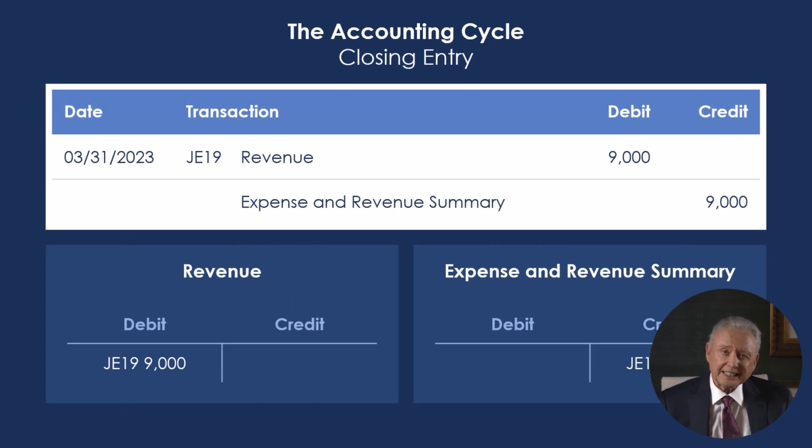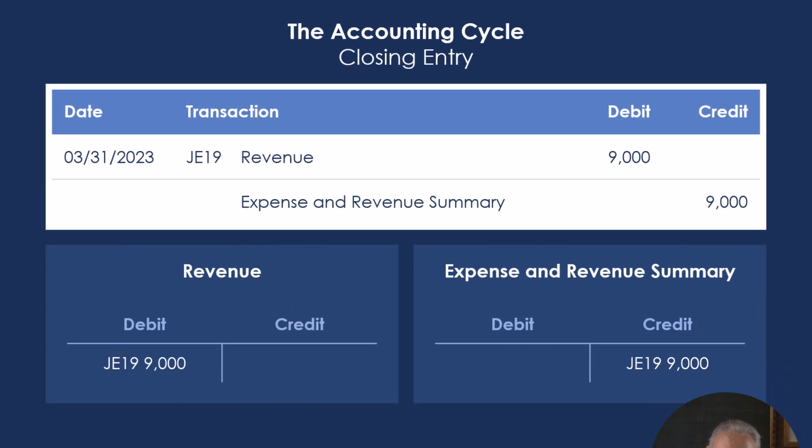Journal entry 19 is the second closing entry. It is what it says it is, a position statement. All the ledger balances are carried forward from period to period. Back to the notion of closing entries.